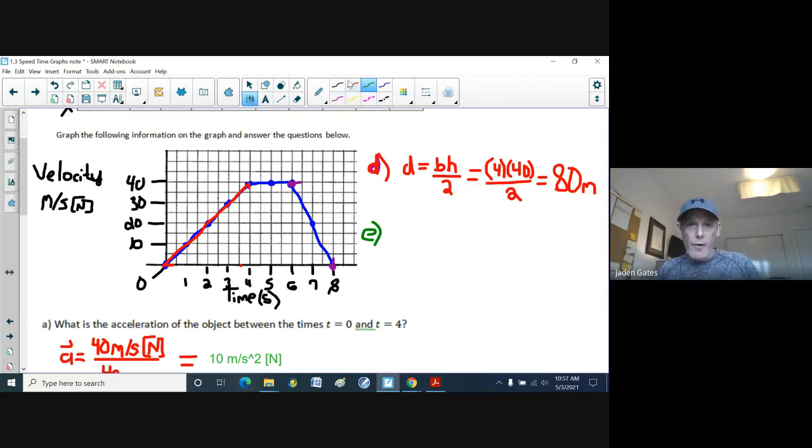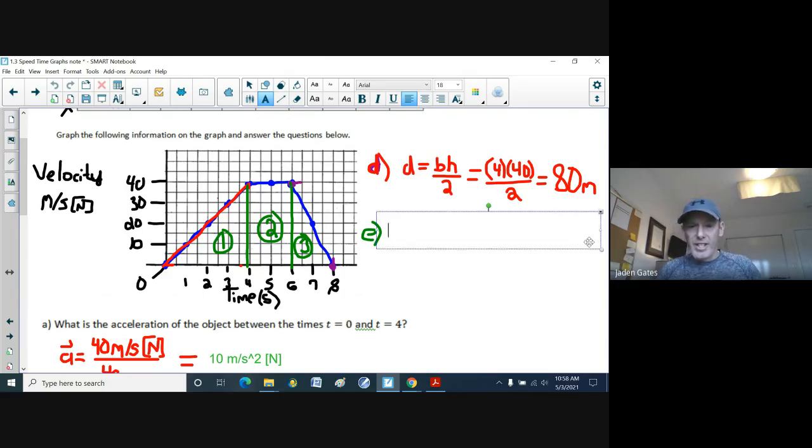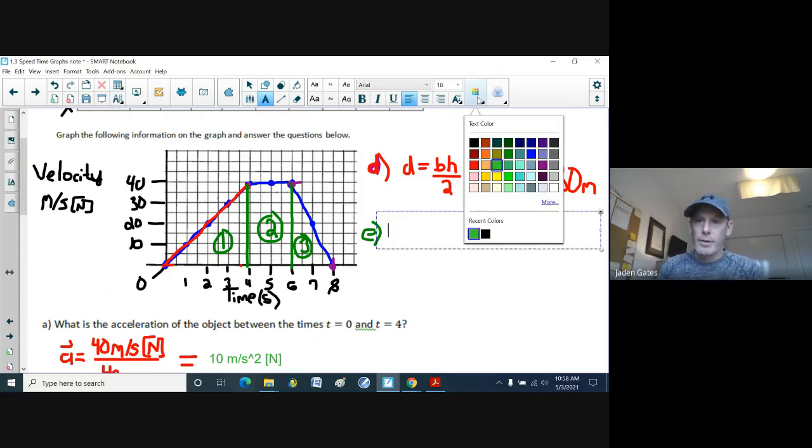Now we already found out from 0 to 4, so I can keep that 80. We already got our area 1 right there. From 0 to 4, that's a triangle. But now we got another 2 areas to figure out between 0 and 8. There's a rectangle for area number 2, and then we have another triangle for area number 3. So to find our distance for the entire duration of this event, switch color.